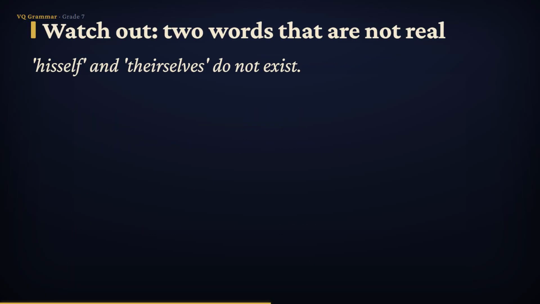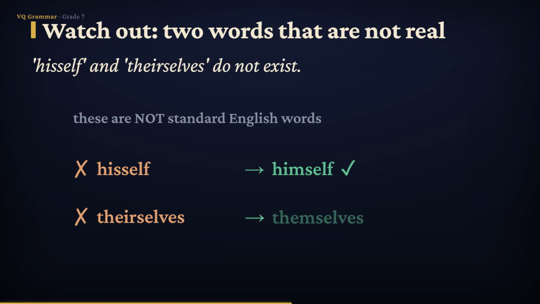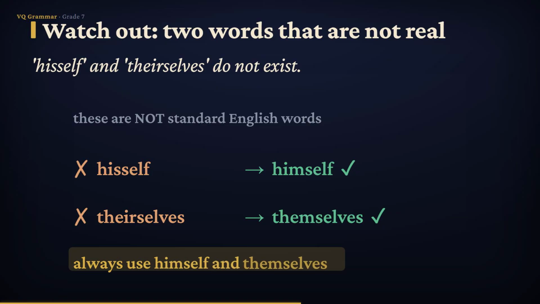Before we practice, one important warning. You will sometimes hear 2 words that are not real words at all. Hisself and theirselves. Neither one exists in standard English. The correct reflexive form for a single male is himself, not hisself. And the correct form for a group is themselves, not theirselves. So whenever you're tempted to write hisself or theirselves, swap in himself and themselves instead.